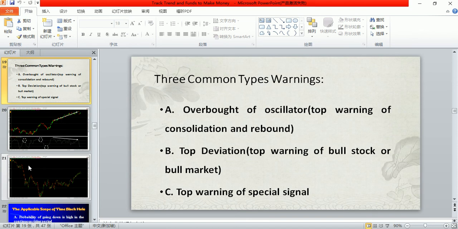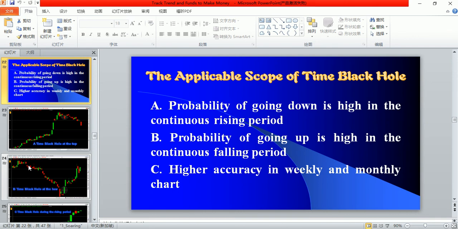Then we learned 3 common types of warnings. Like overbought oscillator and the top deviation and the top warning of special signal. Okay. Then today we learned how to use time black hole to judge the buy and sell opportunity. The probability of going down is high in the continuous rising period, and the probability of going up is high in the continuous falling period, and higher accuracy in weekly and monthly chart.